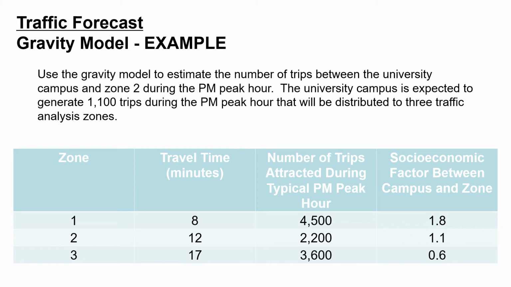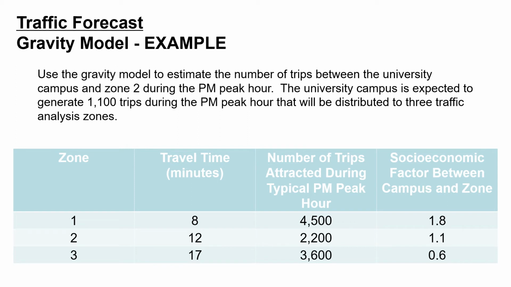So we have some data on each zone. We've got the travel time in minutes. We've got the number of trips attracted during a typical PM peak hour. That doesn't mean from our zone in particular. That's what these zones are attracting during the PM peak hour. And this is going to give us an idea of how it's going to influence how those 1,100 trips from our campus are going to be distributed.